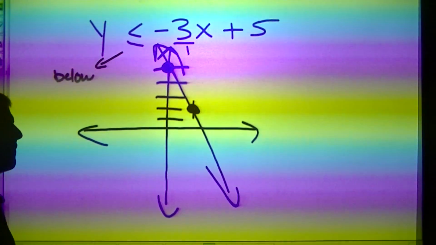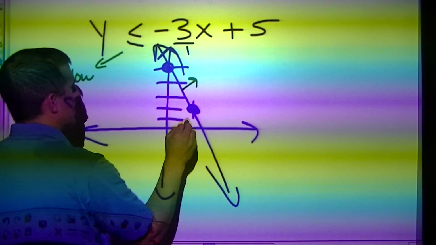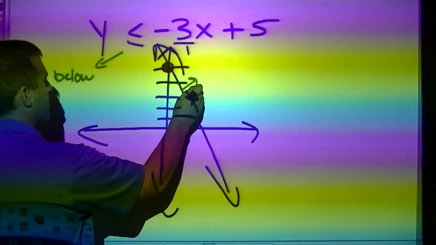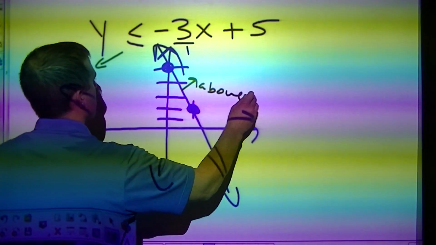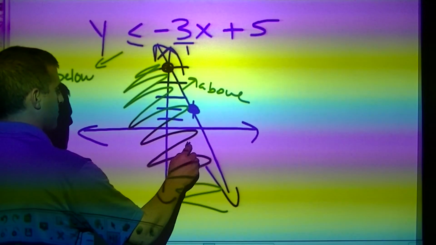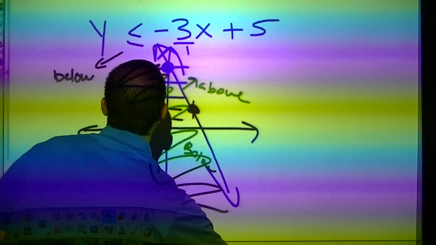Now, if you ever get confused about above and below, just draw this arrow like that. That's always up. That's the up side, the above side. Below would be over here. This is the below side. And that's all you have to do. Let me do another one.